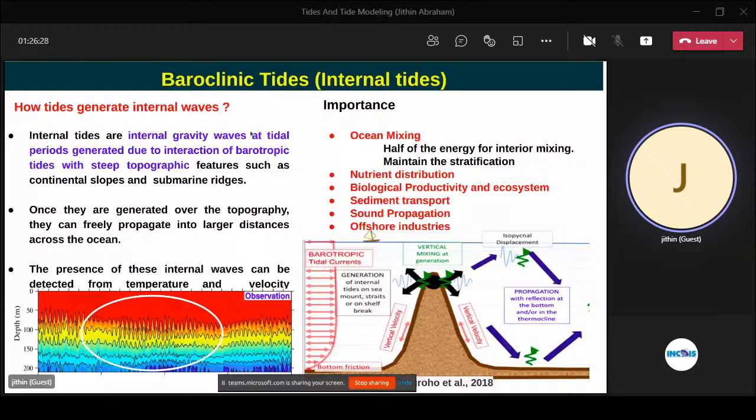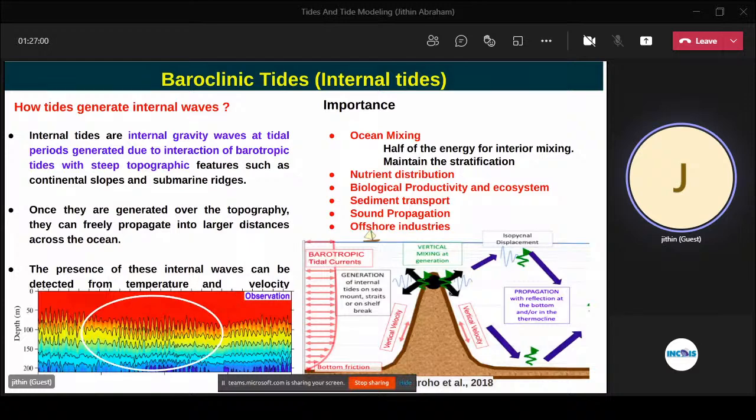These waves are like simple gravity waves as we see on ocean surfaces, but they exist only if the water is stratified, and they exist in the interior ocean. That's why they are called internal tides. The presence of these waves can be detected from temperature and velocity measurements in the ocean.